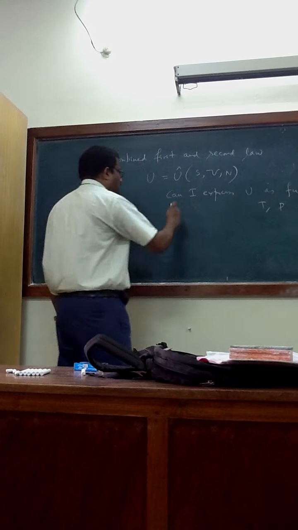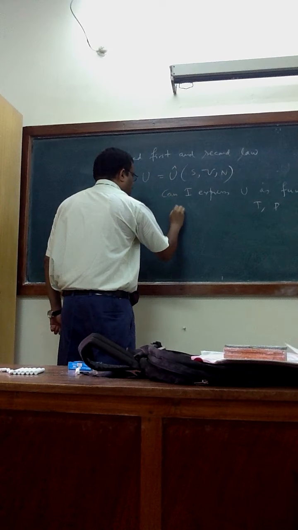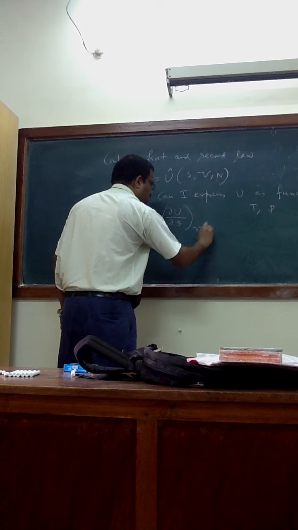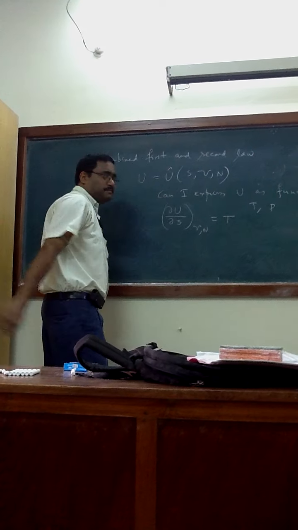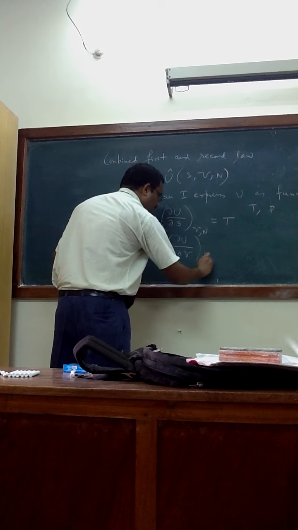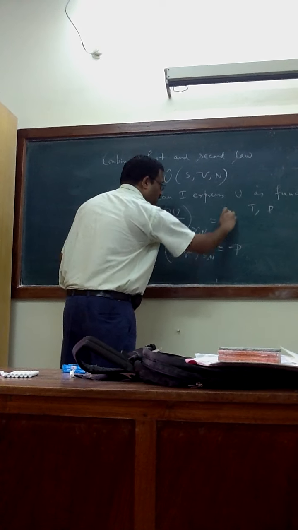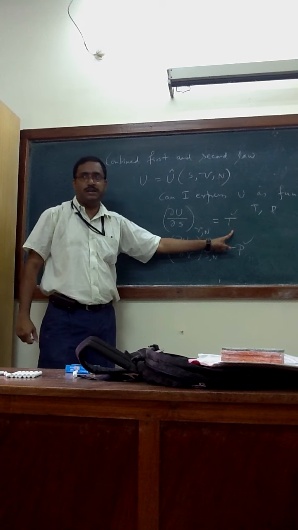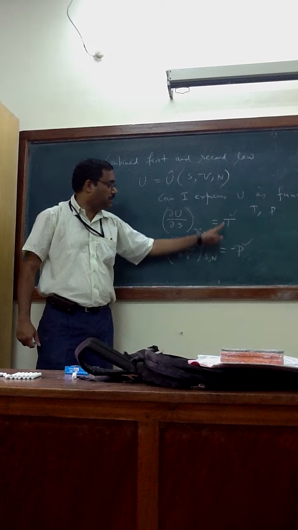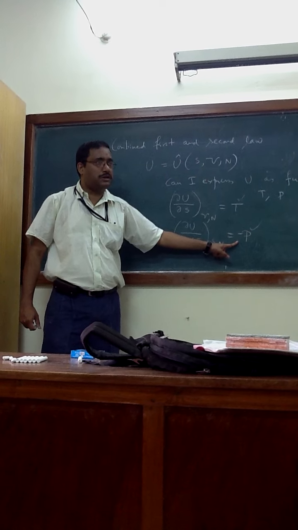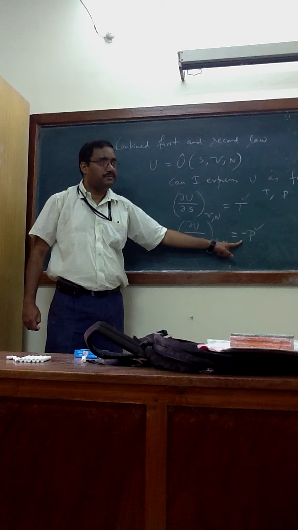Let's proceed further. If you look at dou U by dou S at fixed V, N, it is temperature; dou U by dou V at fixed S, N is minus pressure. Very interesting. That means the first derivative is giving me temperature and pressure. These are the intrinsic properties which you can measure. That means what?